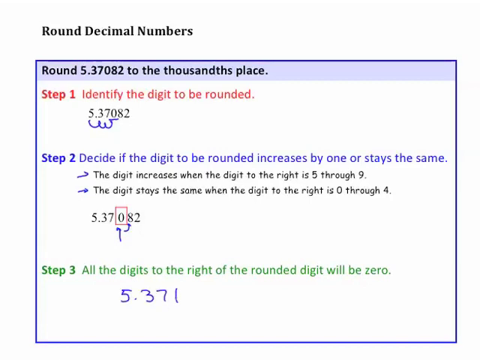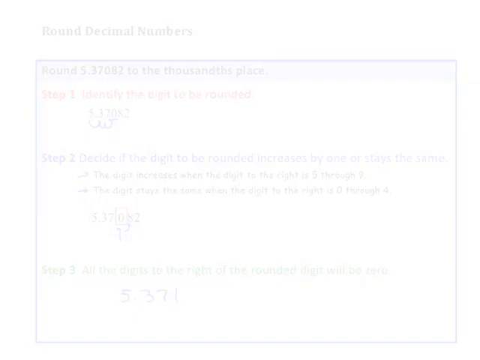5.371. Now if this was a whole number, we would need to write those zeros on the end. However, since it's a decimal number, I don't need to write those zeros. Writing 3 zeros on the end of this number is not going to change the value in any way. And it's simpler to end it this way and not include the zeros. So typically when we round a decimal number and everything to the right ends up being zeros, we don't need to include those zeros.